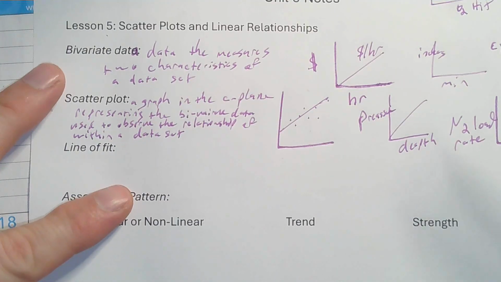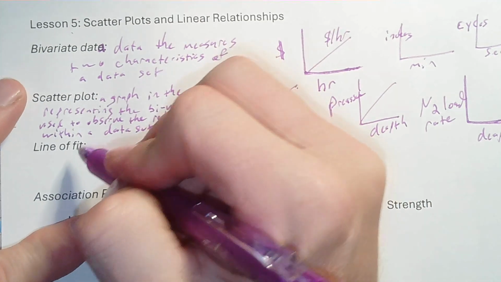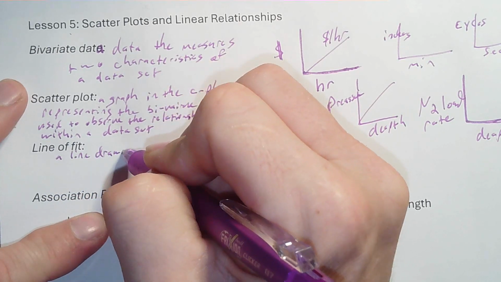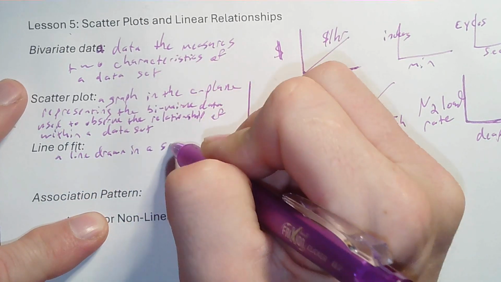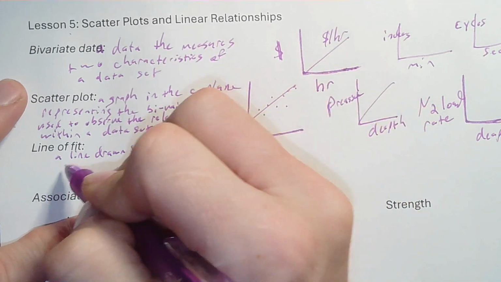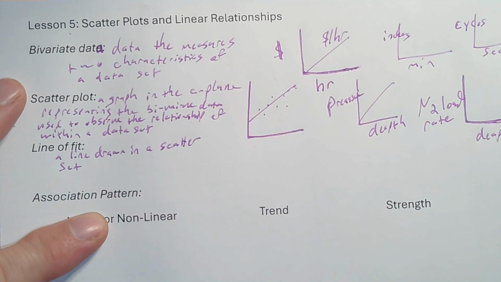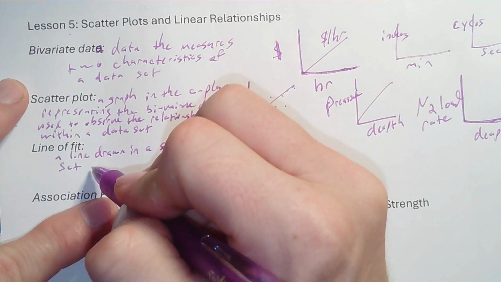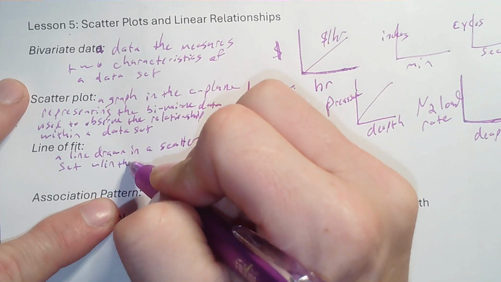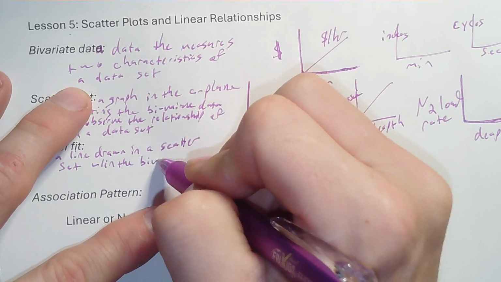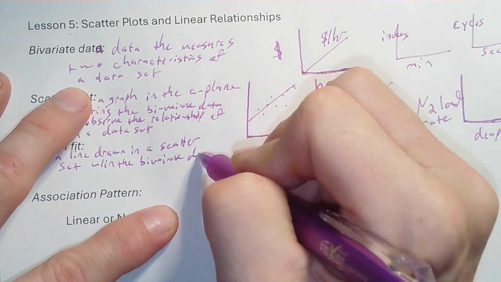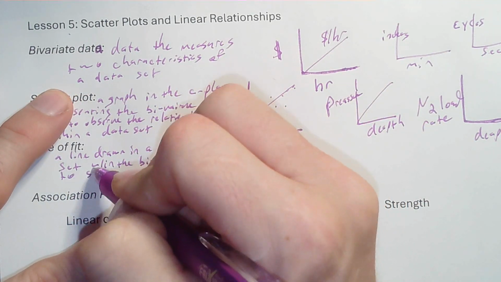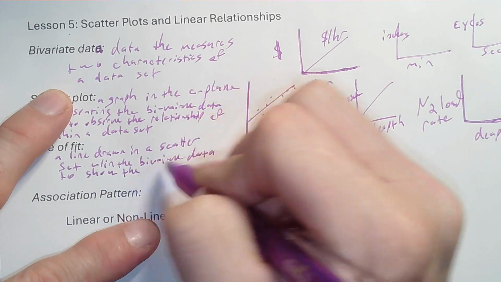And then I drew a line of fit. This line of fit is a line drawn in a scatter plot within the bivariate data to show the trend, the trend line.